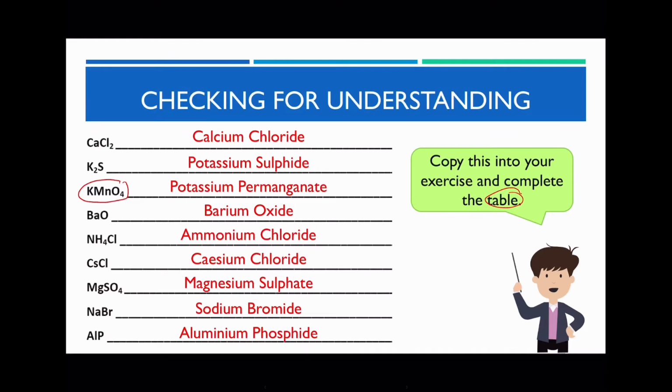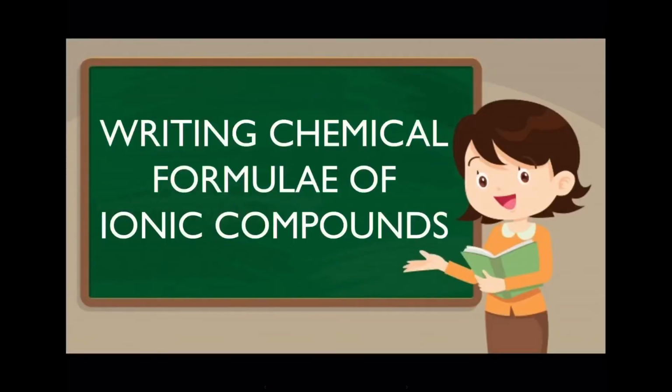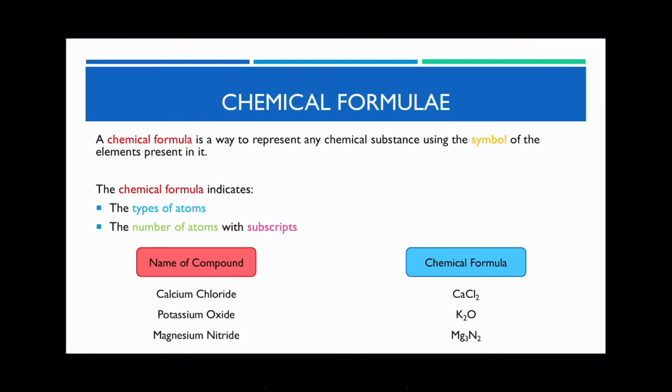So hopefully all of you answered the following questions correctly. And moving towards the last component of today's lesson, we're going to be learning how to write the chemical formulae of ionic compounds. So firstly, what is a chemical formula? Well, a chemical formula is a way that we represent any chemical substance using the symbols of the elements that are present in it.